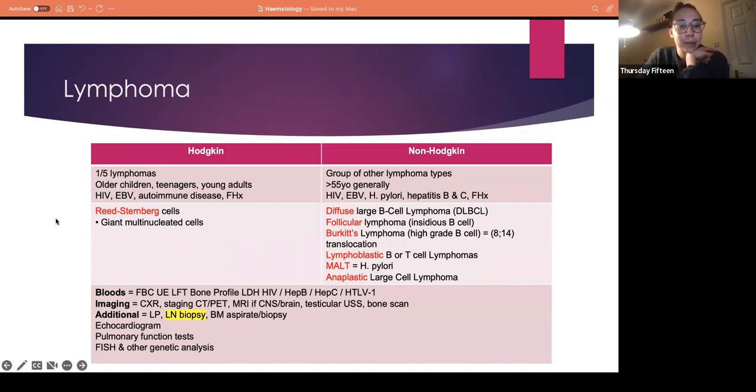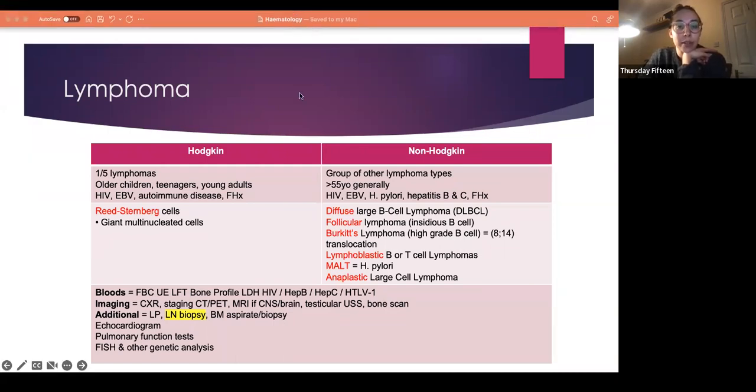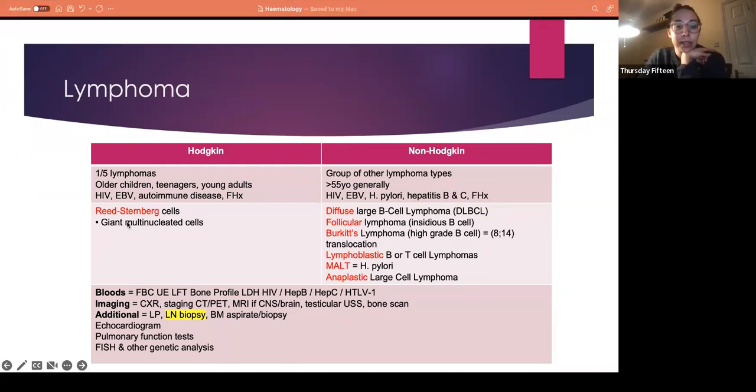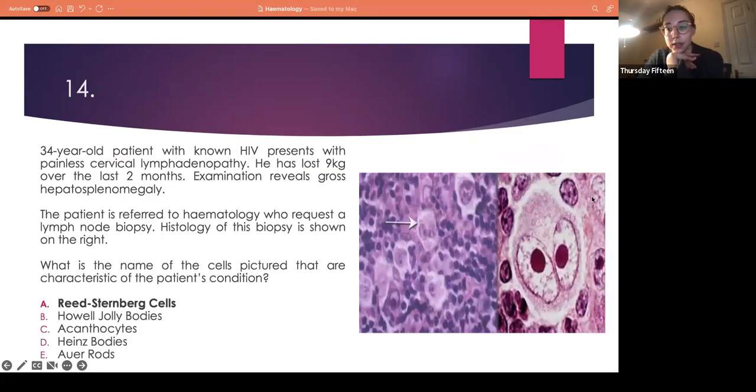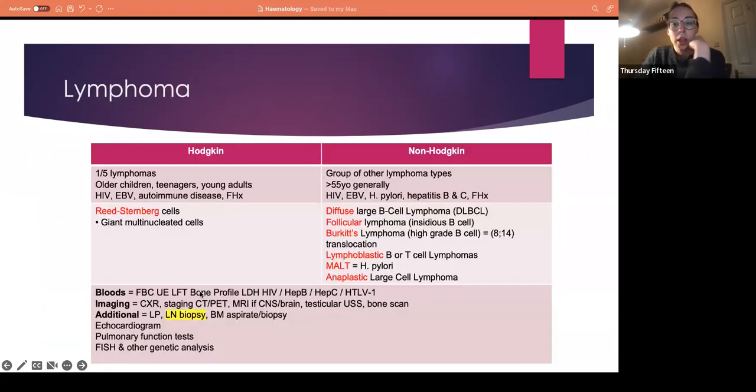Hodgkin's lymphoma is about 20% of the lymphomas that we get every year, and then the rest of them are all non-Hodgkin's. So non-Hodgkin's lymphoma is actually just a group of lots of lymphoma types that don't have Reed-Sternberg cells. Hodgkin's lymphoma generally has a bit of a better prognosis. It presents in older children, teenagers, and young adults, people with a family history. It will have those Reed-Sternberg cells, which are the giant multinucleated cells with the bilobed nucleus. So you can see it's got 2 nuclei there.